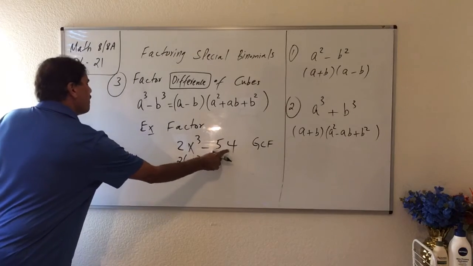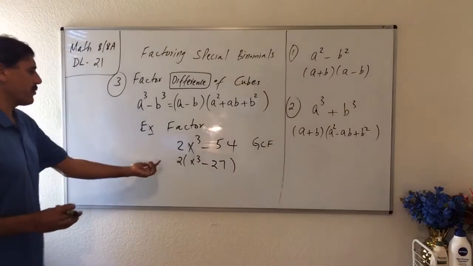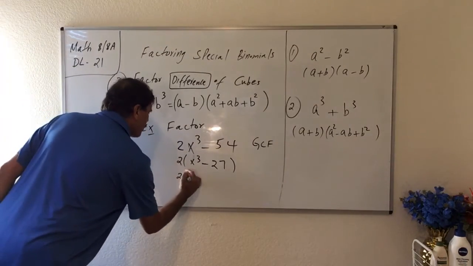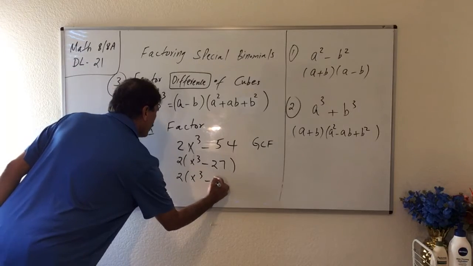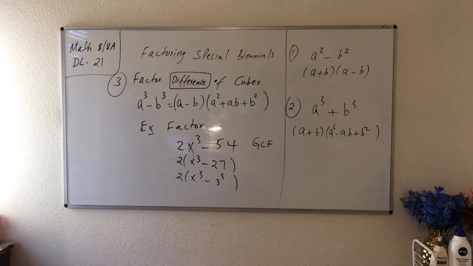What is 54 divided by 2? It is 27. So now look, after you took 2 out, it becomes a cubed minus b cubed, which is x cubed minus 3 cubed. 3 cubed is 3 times 3 times 3, which is 27.